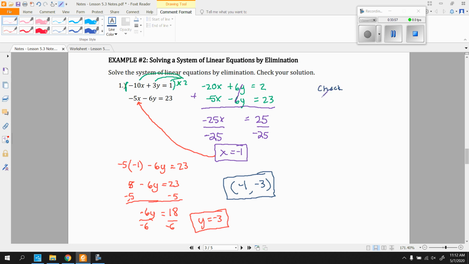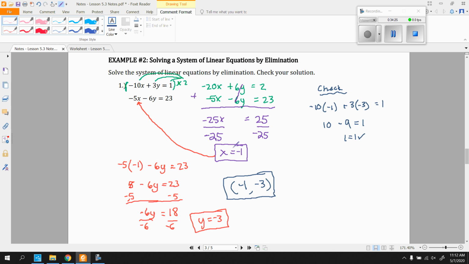Check. Go back to the original. Negative 10 times, let's see, x we're saying is negative 1, plus 3y. Whoops, with 3y, we know we're thinking y is negative 3, equal to 1. So we ended up with negative times negative is positive 10. 3 times negative 3 is negative 9. Yep, 10 minus 9 is 1. 1 equals 1. Good to go.